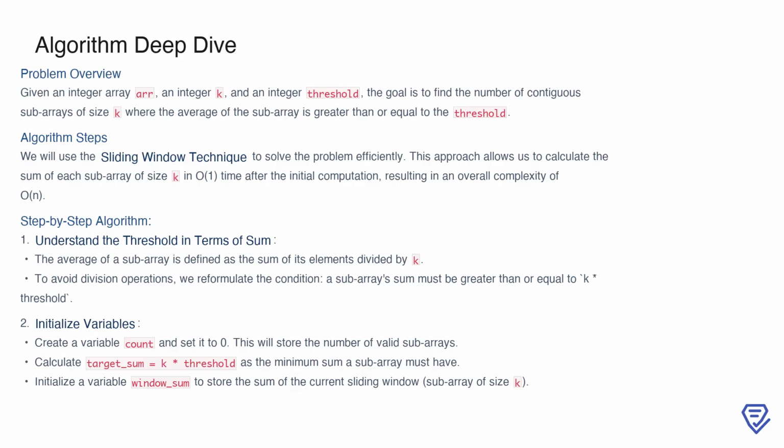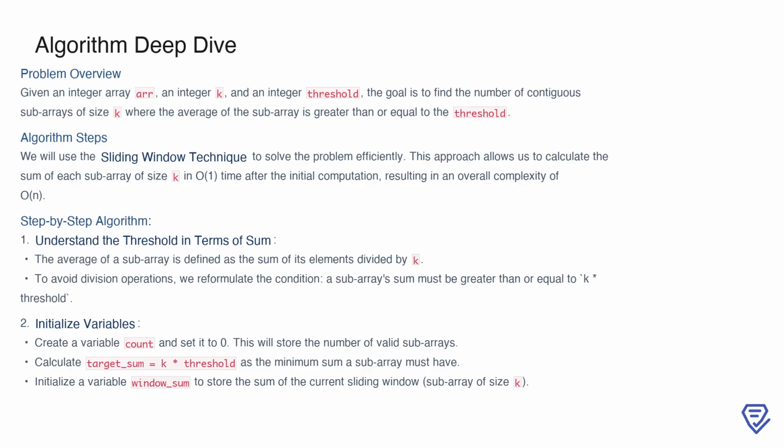To solve this problem, we need to determine how many contiguous subarrays of size k have an average greater than or equal to the given threshold. Since calculating averages repeatedly can be computationally expensive, we reformulate the condition to work with sums. Specifically, we calculate the target sum, which is k multiplied by the threshold. Any subarray of size k with a sum greater than or equal to this target sum satisfies the condition.